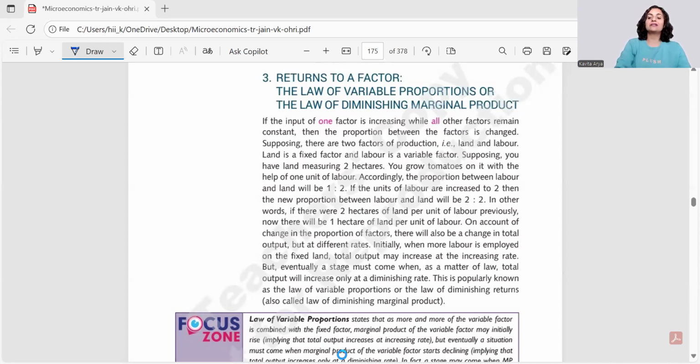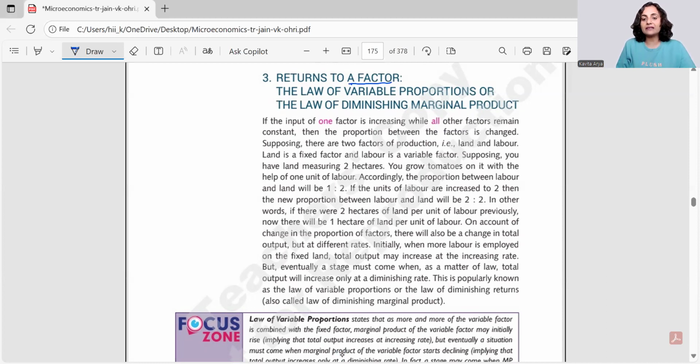So here we begin with the most important topic of the chapter, which is inevitably there in every UT, term test, midterm, final, because this is the most important concept which is tested. Right. So whenever we talk about returns to a factor, try and understand, half the battle is won when we understand this header. Returns means we are trying to check out the trends, right?